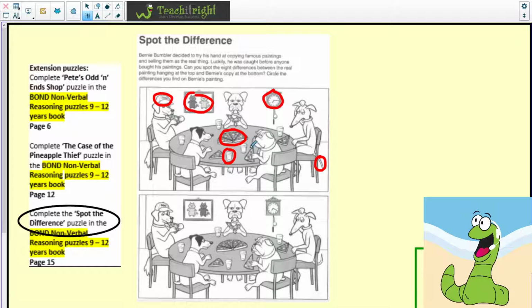Obviously circling the same picture might make it easier. And then we've got the collar as well. I think I'm right in saying there were 8 differences altogether. Can you spot the 8 differences? There we go. So 1, 2, 3, 4, 5, 6, 7, 8. So well done, guys, if you managed to do those.